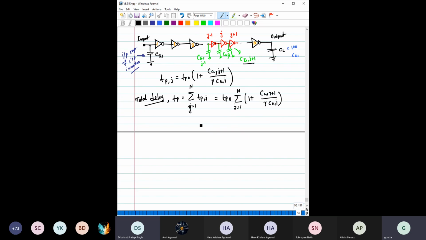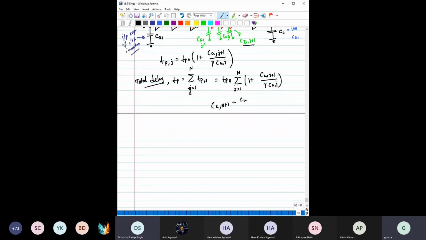Okay, just let me ask you one question. Please tell me the value of this CGN plus 1. What would be the value of this? 100 CG1. 100 CG1, or basically CL, right? So in general, it is basically CL, because it's the last stage, CL, right? Okay.